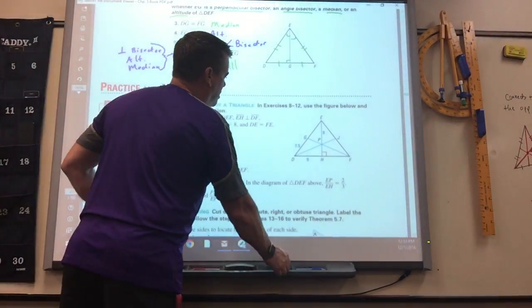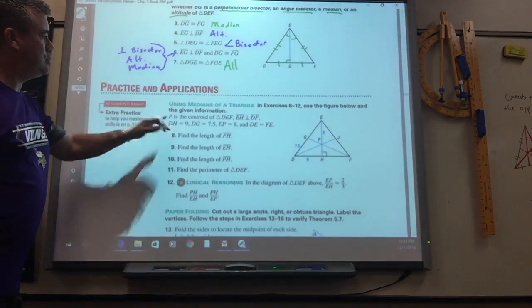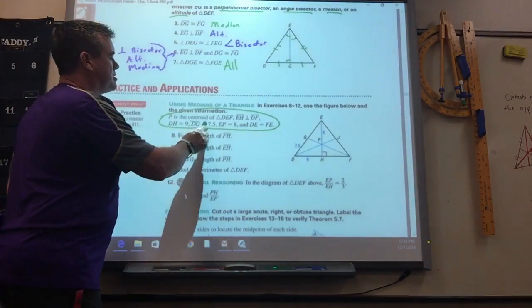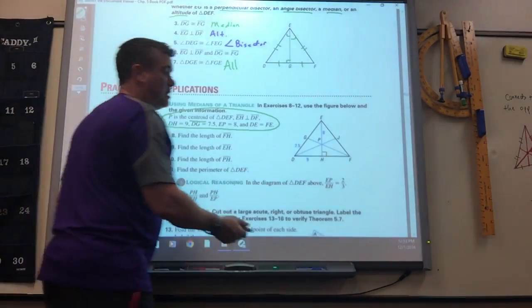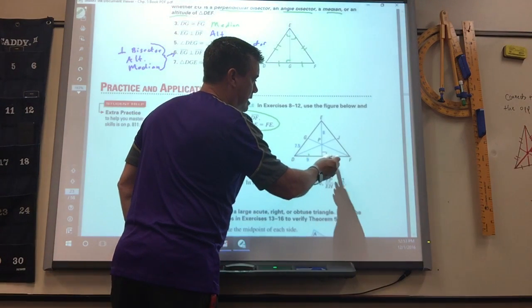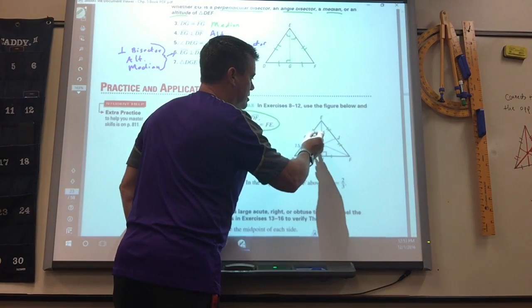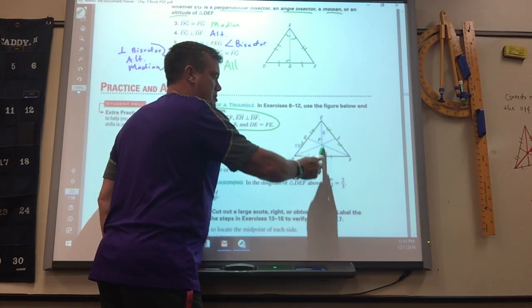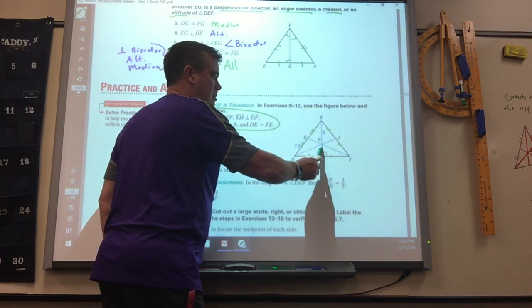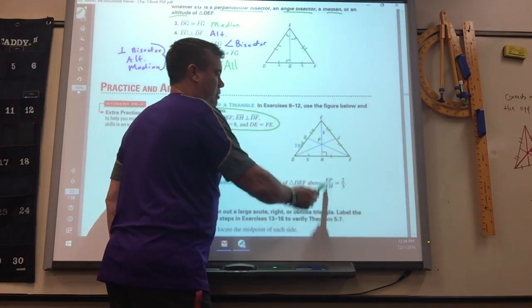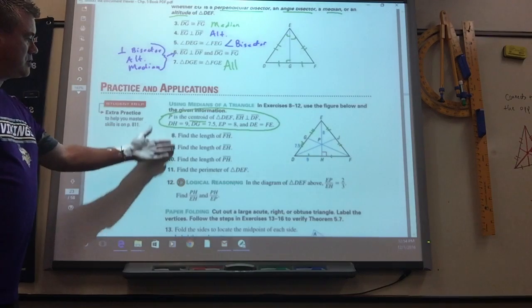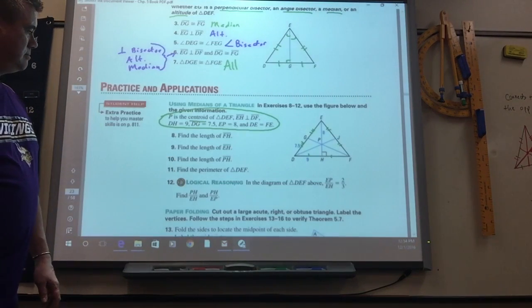Okay, when you do these now, here's the given information up here. It says P is the centroid, which means these are all medians. So like this equals that, this equals that, this one equals that one. And then remember, if this is 8, what's that going to be? 4. The whole thing would be 12 then. So you can just answer the questions.